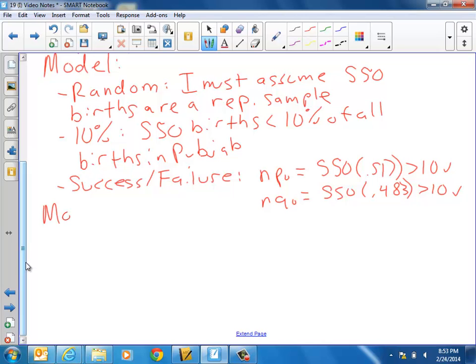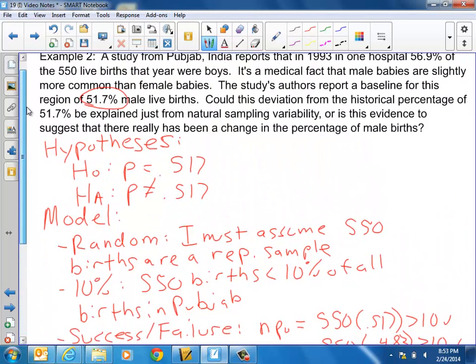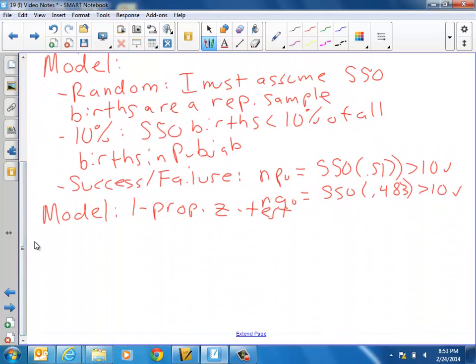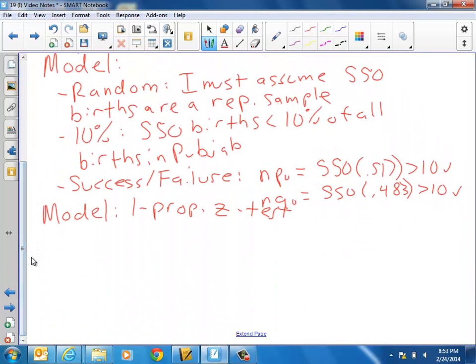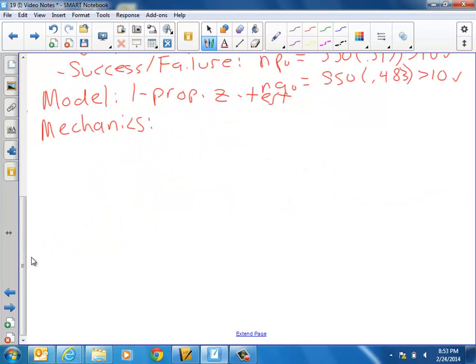And again, the model that I told you would be sticking all throughout Chapter 20 is the same. It's the one proportion z-test. It's the tool that allows us to make a case against the defendant, the p-value of 0.517. All right, so we have hypotheses, the model. Now to the mechanics that I meant to label last slide. We have this so far.